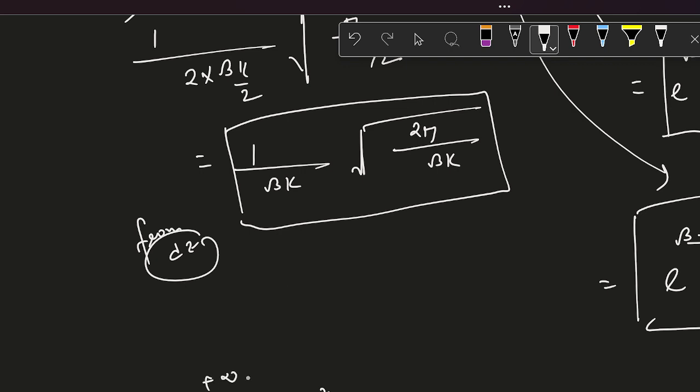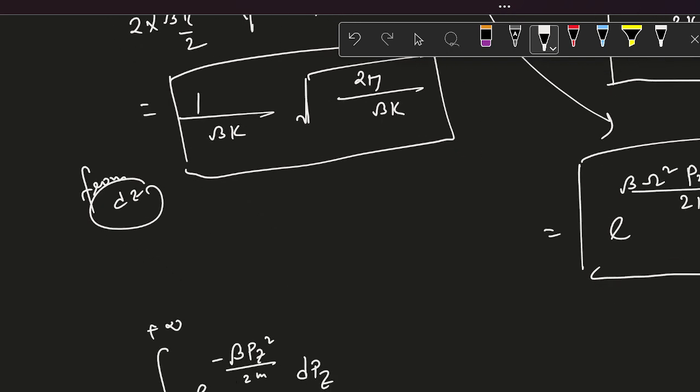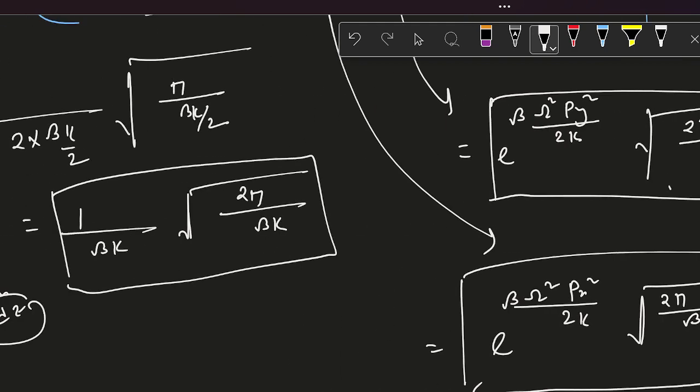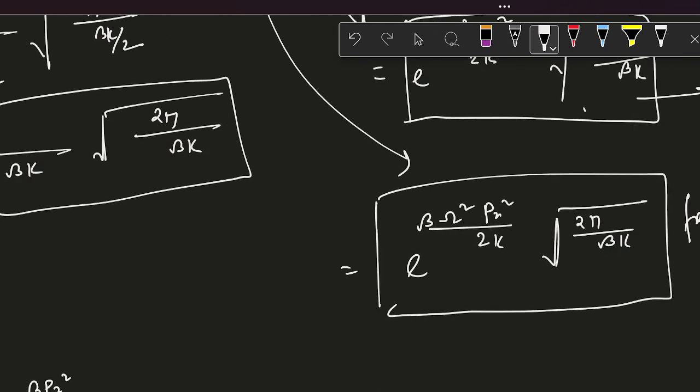Okay, so this will just give you root over 2mπ by β. So let us box it out. This is from dpz. Similarly, if you take the contribution from px, then you know that you have px in two terms.